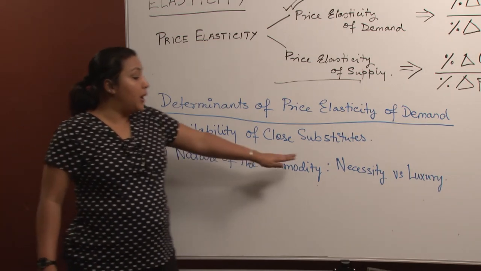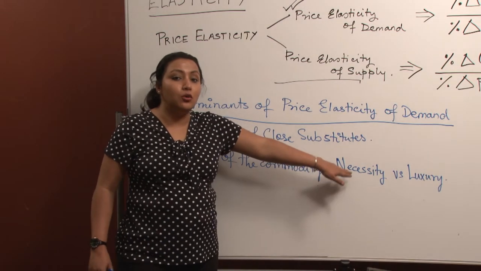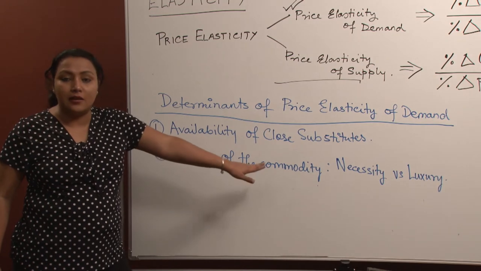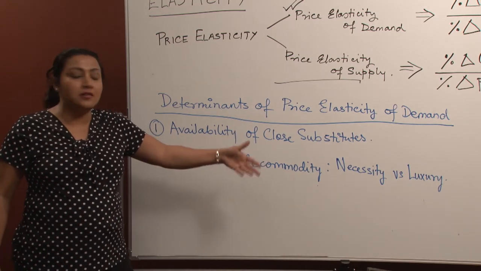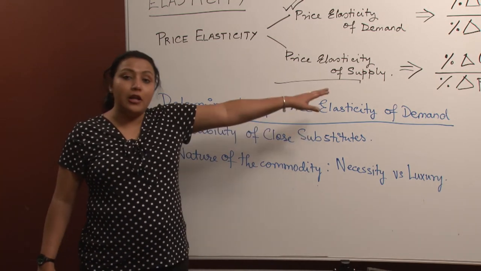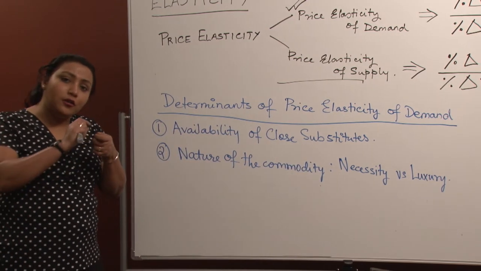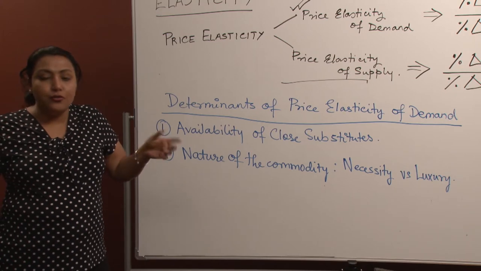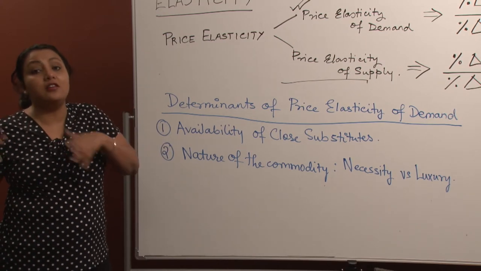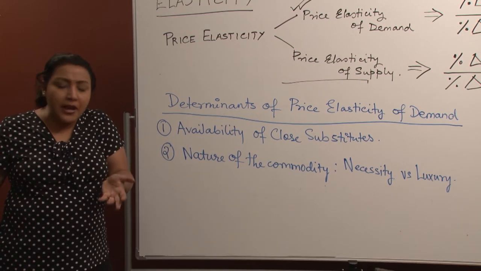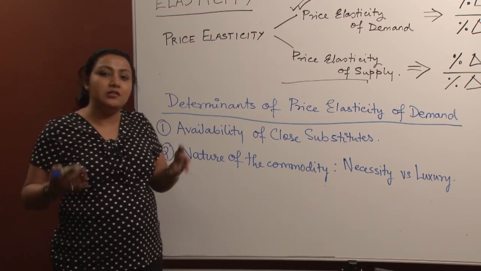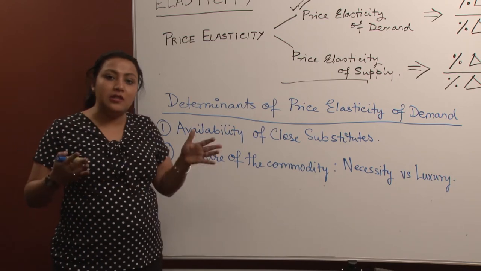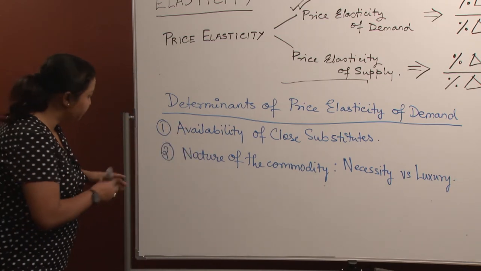So the price elasticity for necessity goods tends to be low. In other words, those goods tend to be price inelastic. Examples being salt, gas, and so on. However, for luxurious commodities, even for a small change in price, people choose not to buy them. Right? So for a small price change, there is a larger change in quantity demanded. So luxury commodities tend to be price elastic, whereas necessity commodities tend to be price inelastic.